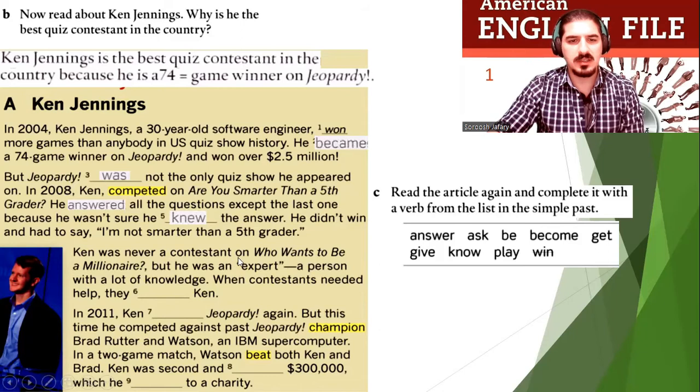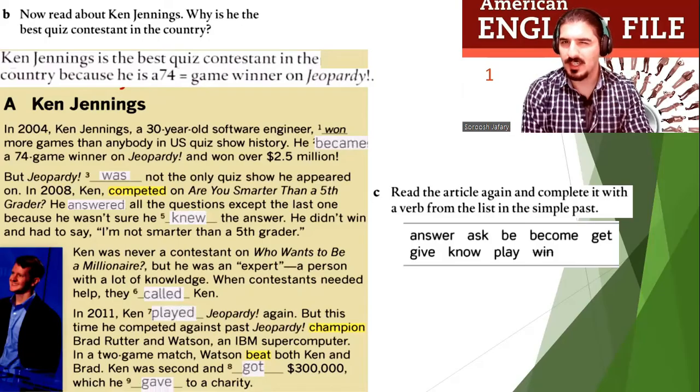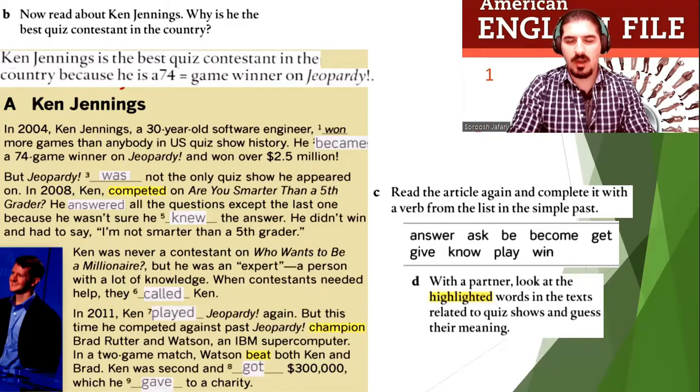Ken was never a contestant on Who Wants to Be a Millionaire, but he was an expert, a person with a lot of knowledge when contestants needed help. They called Ken. In 2011, Ken played Jeopardy again, but this time he competed against past Jeopardy champion Brad Rutter and Watson, an IBM supercomputer. In a two-game match, Watson beat both Ken and Brad. Ken was second and got $300,000, which he gave to charity. Giving to charity, right? So now, everybody, you got it right.